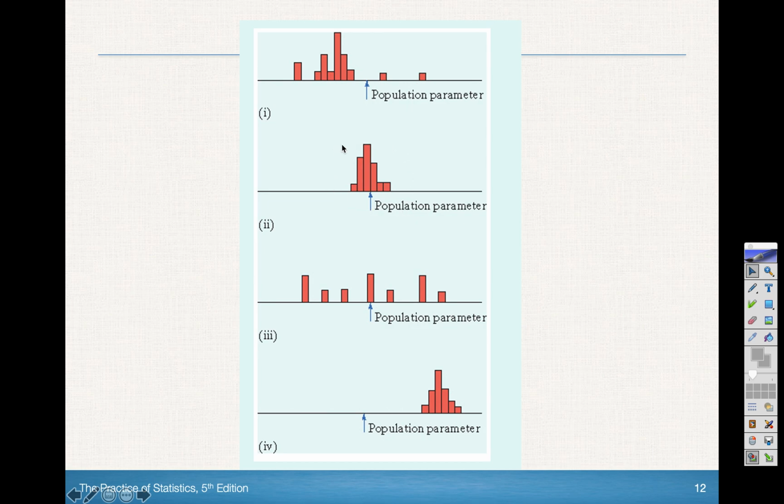This one is perfect. This is low bias and low variability. You'll see the center of my sampling distribution is the same as my population parameter, and I'm pretty consistent in hitting the center. The next one is low bias, high variability. This is where I am kind of all over the place, but the center is still my population parameter. And the last one is high bias and low variability, where I'm consistently hitting something that's over here. That has to do with the fact that I'm doing something wrong while I'm collecting my data.